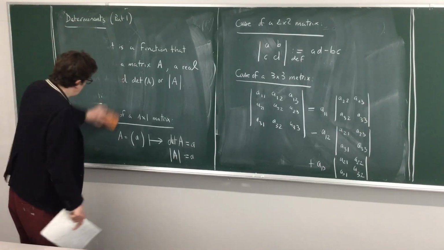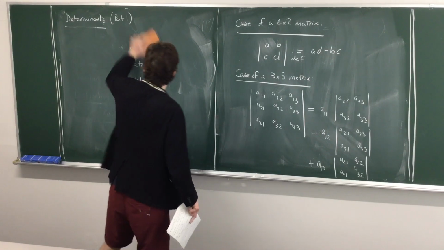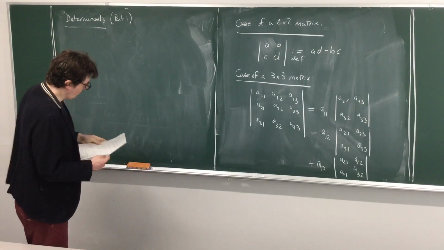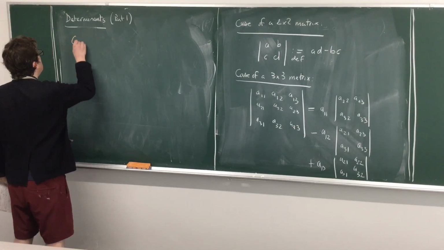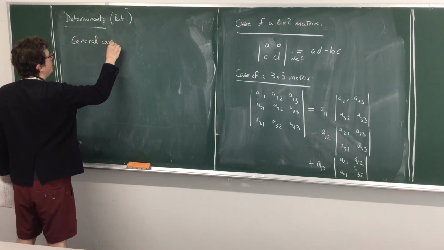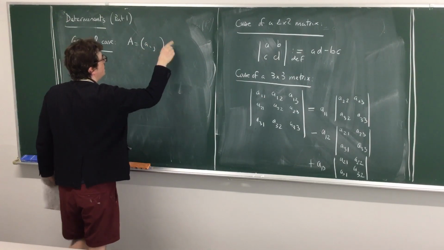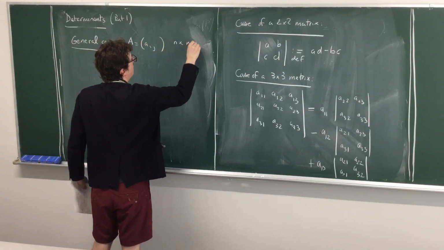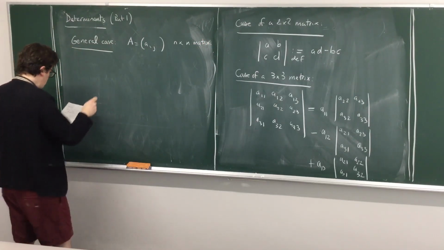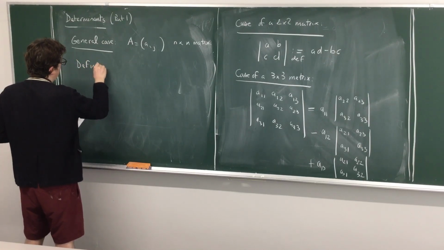How do we do that? Well, we will need to introduce a new object, the so-called pattern. So first of all, the general case. This time our matrix is a matrix Aij, and it is an n times n matrix. Now we will need the following object definition.